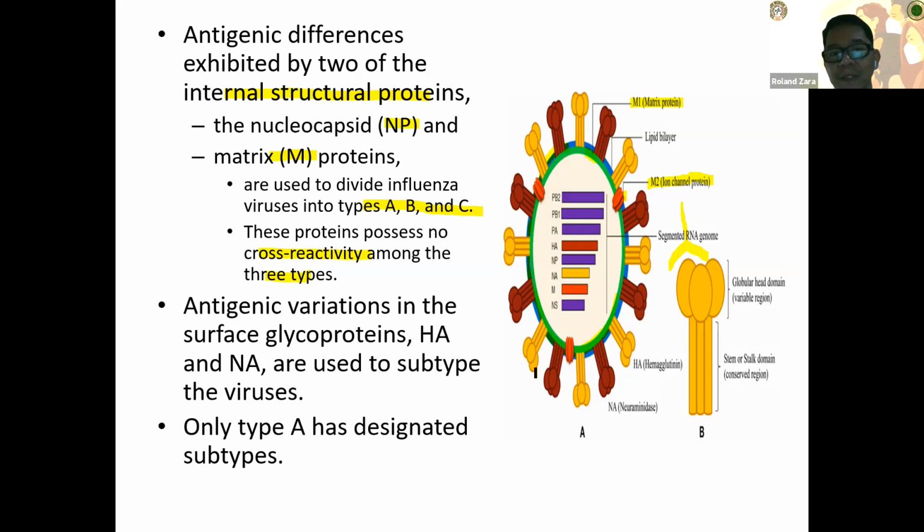So antigenic variation in the surface glycoproteins, your hemagglutinin and neuraminidase, are used to subtype viruses. I think you have heard of H1N1 during the Spanish flu. And only A has designated subtypes, like H1N1.